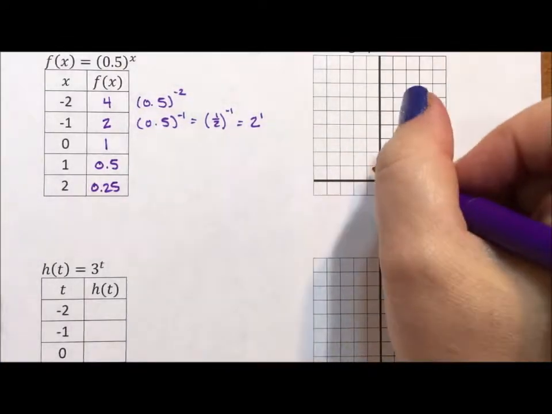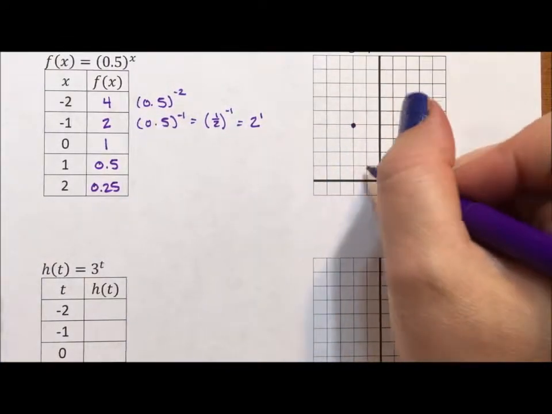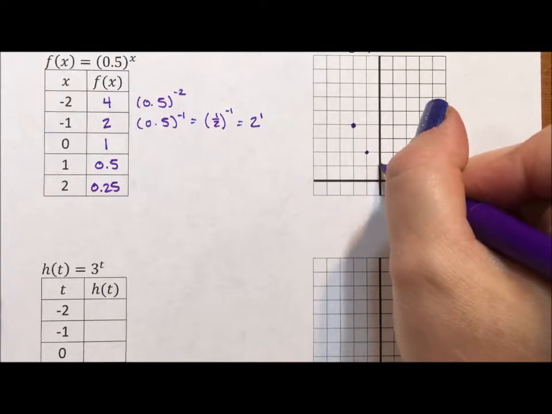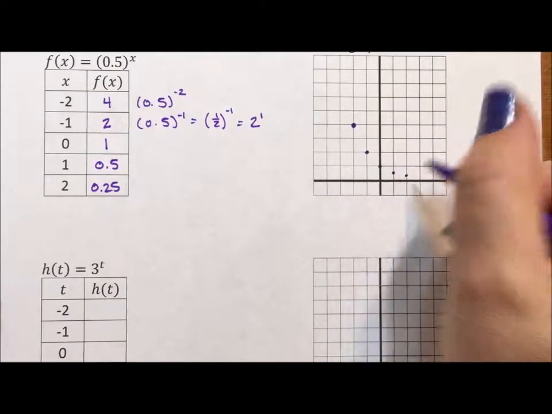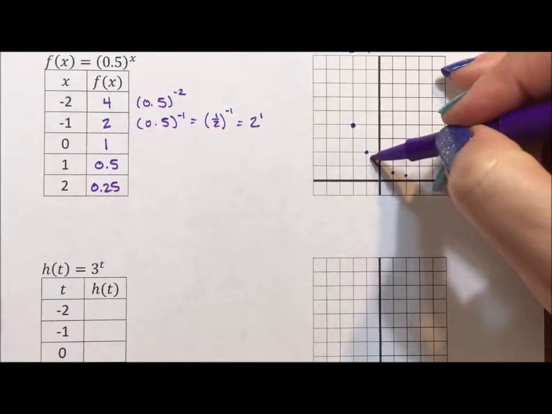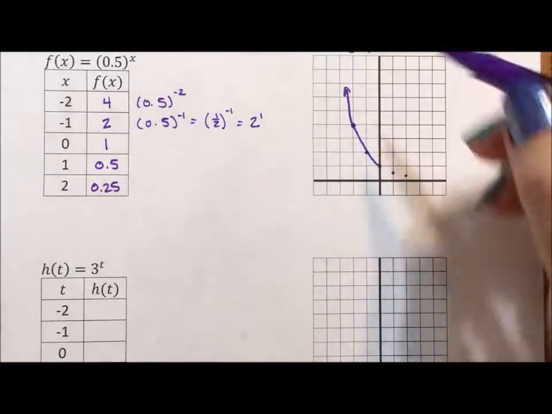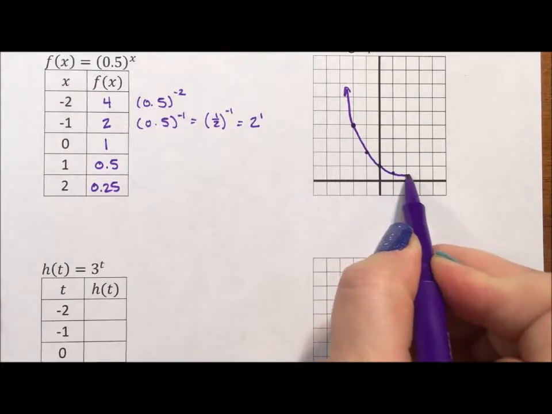Then I graph them. Negative 2, 4. Negative 1, 2. 0, 1. 1/2 and 1/4. This side comes up nicely with an arrow. This side decays with an arrow.